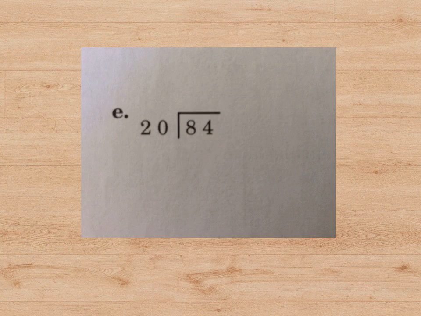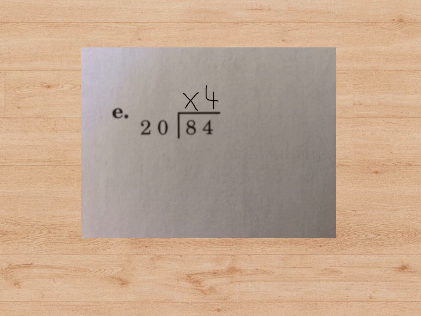Okay, 20 and the 84. We know that 20 doesn't go into 8, but it does go into 84. And we need to ask ourselves, how many times does 2 go into 8? 2 will go into 8 4 times. And remember, it might be right, it might be wrong, but it will be close. And here 4 is going to work again.